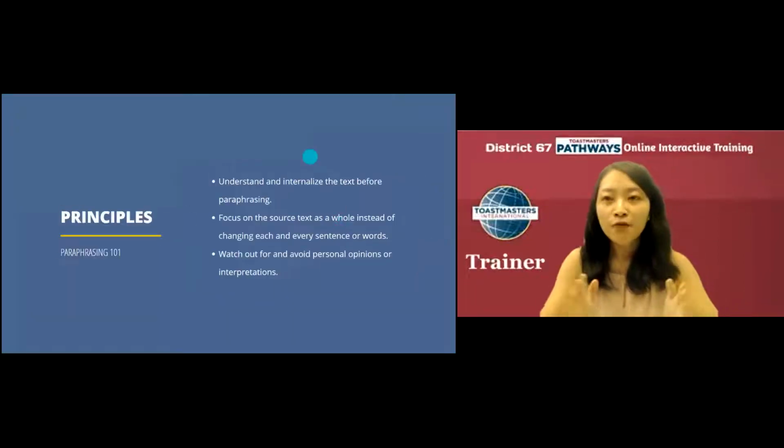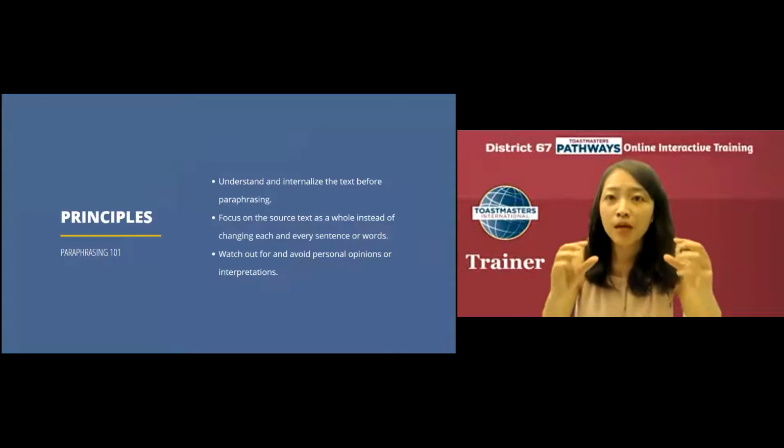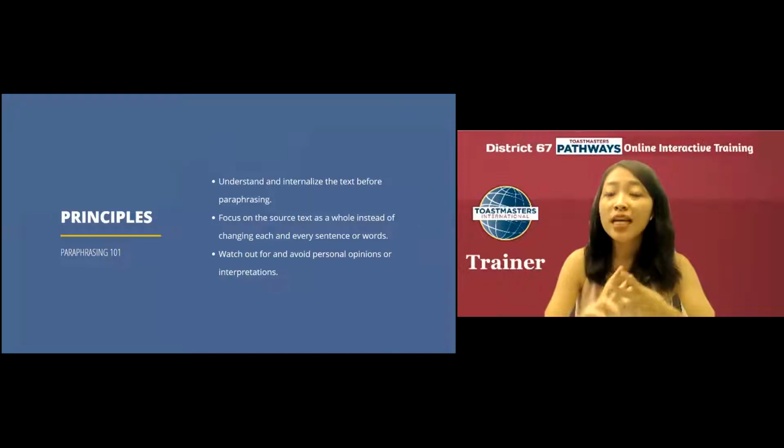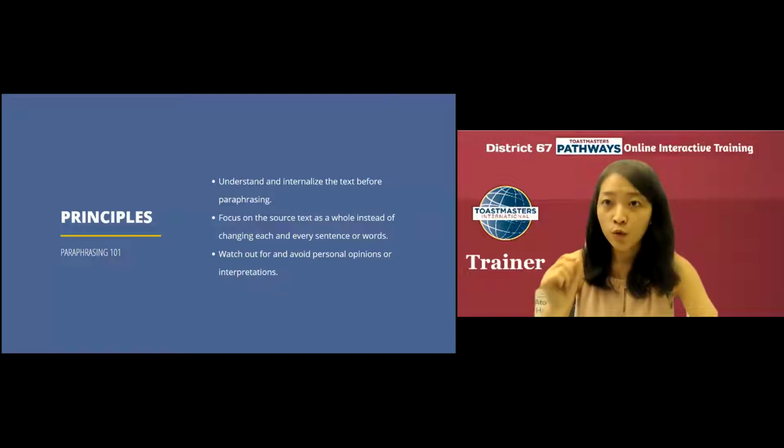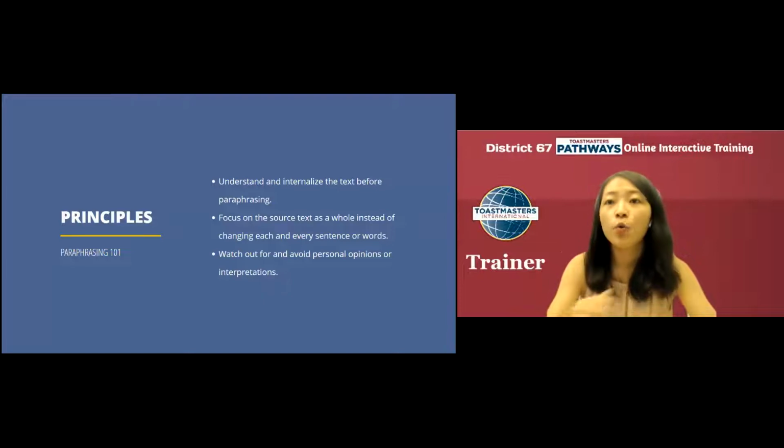Okay, so before getting into the examples, I would also like to remind all of you to keep these principles in mind if you're using paraphrasing skills. First of all, you have to really understand and internalize the text before you start paraphrasing. Second, you really need to focus on the text as a whole, the entire meaning, instead of just swapping out words and sentences. And the third principle is that you have to avoid personal opinions and interpretations when you paraphrase. So you don't want any additional information to be put into the paraphrase.